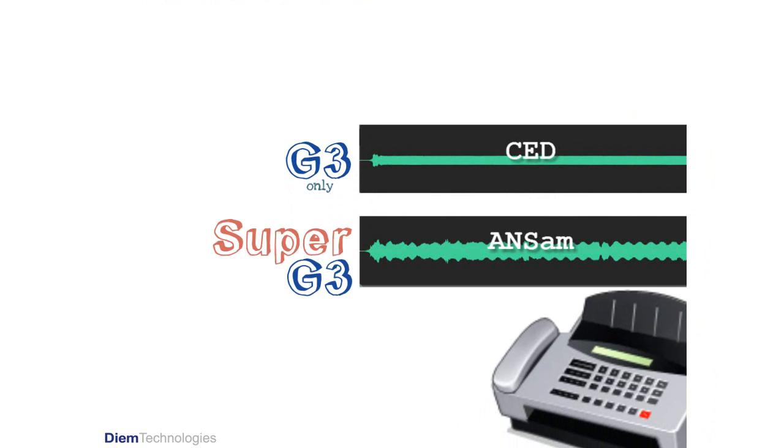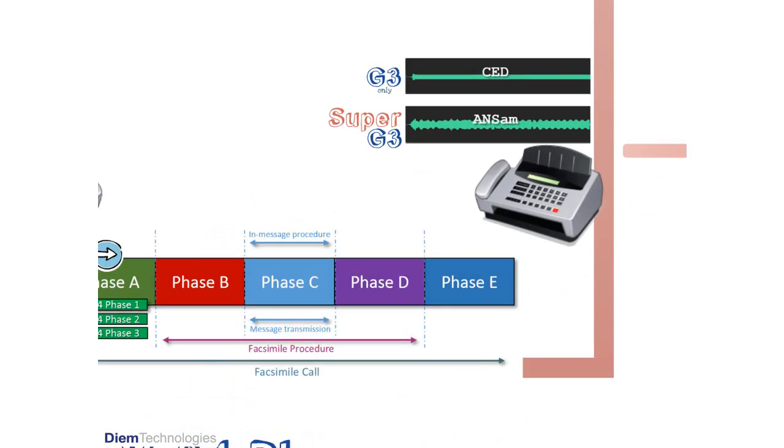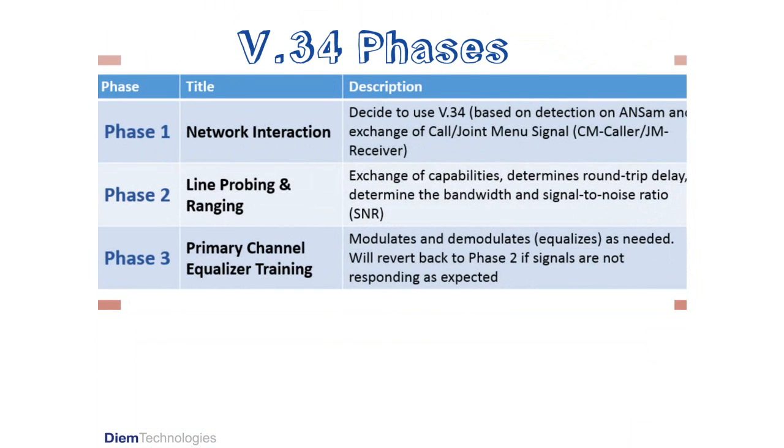this indicates that it is Super G3 capable, but it does not force it to be at V34 speeds. This means that it is capable of it based on negotiation from the other side. At this point, if the sending fax machine is capable of Super G3, they'll go through a V34 negotiation stage. There's really 3 phases for this. The first one is really simple: network interaction. The calling fax machine hears that ANSam pulsating tone and responds back, and they negotiate whether they can do V34.